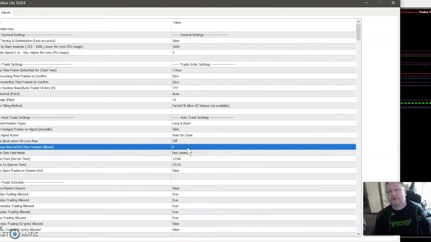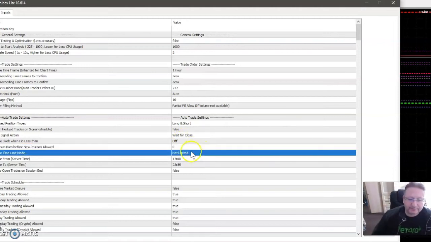Minimum bars before new position is allowed. This limits so you don't open too many positions, say on a 1 minute candle. If there's a lot of volatility, it will place a trade and wait 1 bar before it places another, or 2 bars, or 3 candles, or 5 candles, bars, candles, whatever you want to call it. That's what that will do.